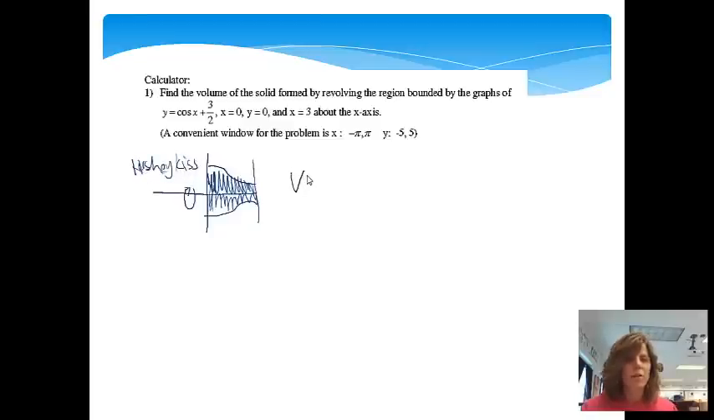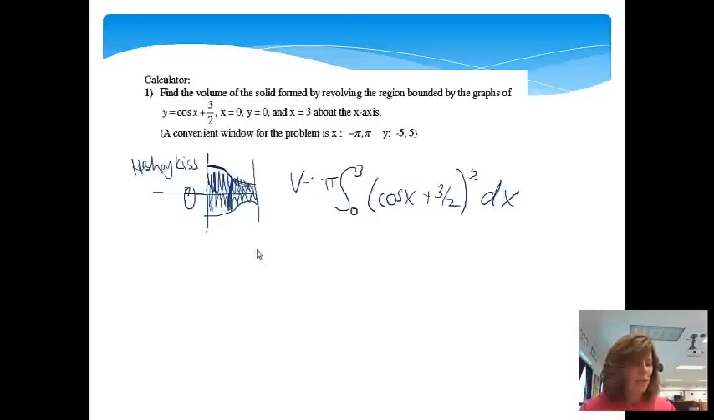Okay, so to find the volume, it's always going to be pi, and then I need to go from what x value to what x value. It's going to go from 0 to 3. And then the radius, if I think of these circles right here, I'm pulling out a bunch of discs. The radius of that circle is dependent on where it's hitting this curve. So the radius is going to be cosine x plus 3/2, and then of course it's radius squared for a circle. And that would be my integral setup.